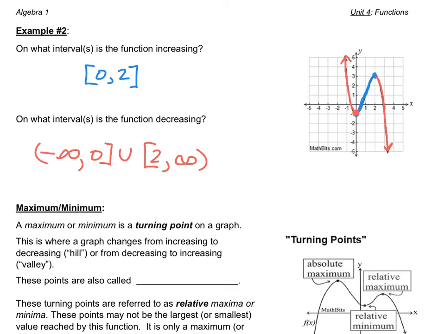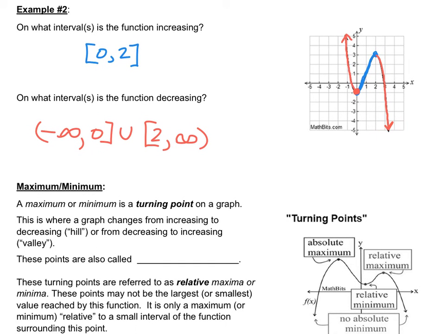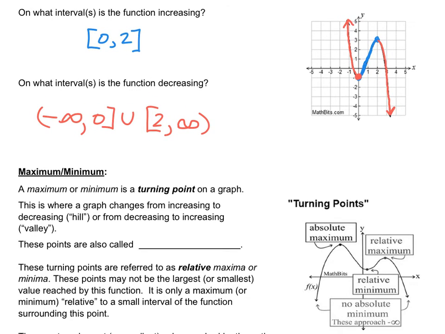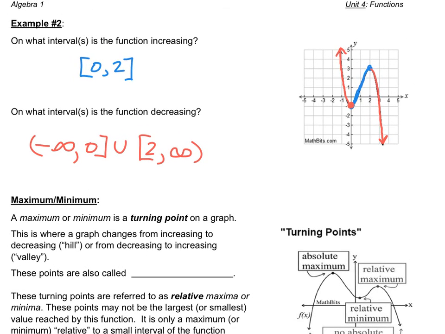So max and min points. A maximum or minimum point is a turning point on a graph. That's easy enough to identify. It's actually the points that served as the transition between increasing and decreasing. So that's a pretty good way of representing it.